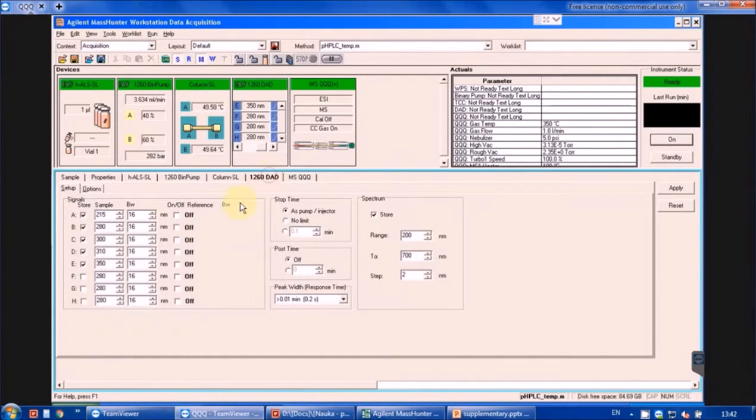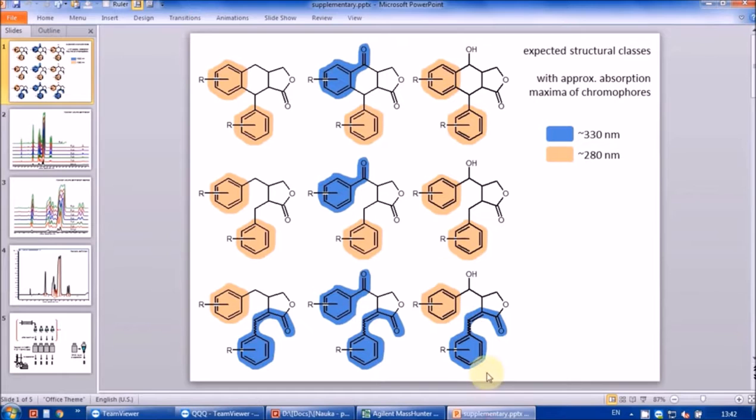The elution will be monitored by UV at several wavelengths to ensure detection of all peaks. 215 nanometers will be used for universal detection. Now, our compounds, or lignans, have absorption maxima at about 280 nanometers and about 330 nanometers.